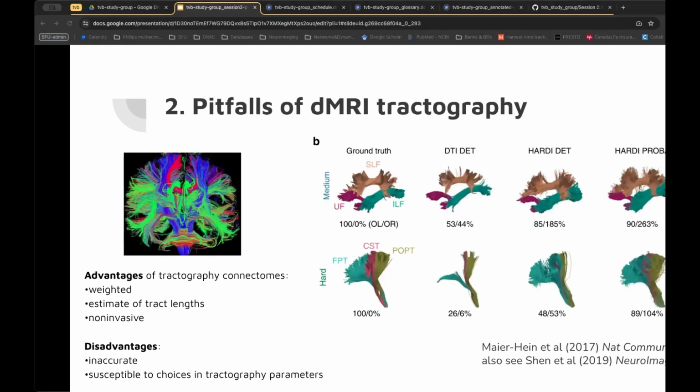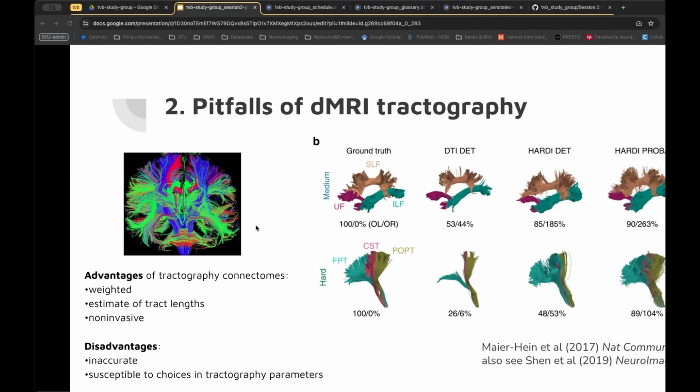I'll comment a bit on the pitfalls of diffusion MRI tractography. This is because over the years, there's been a lot of discussion over how good it is for creating the structural connectome. It can create all these really beautiful, really detailed images of the anatomical wiring of the brain.